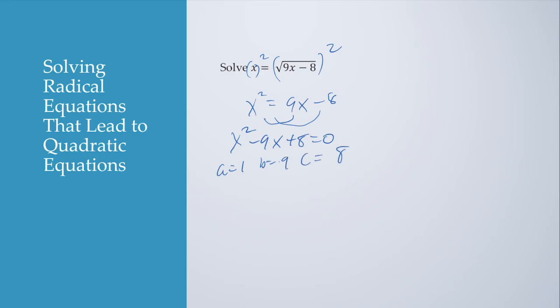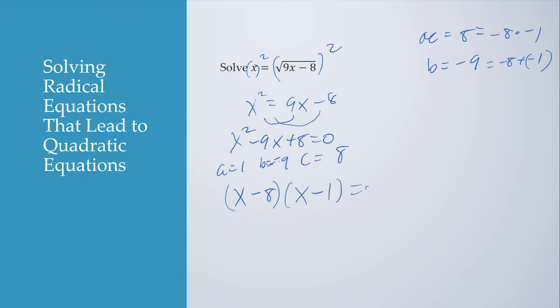So first thing I want to do is see, okay, are there any factors of AC that add up to B, which is negative 9? Well, how about negative 8 times negative 1? Ooh, nice. So I have x minus 8 times x minus 1 is 0. So x minus 8 is 0, meaning x is 8. And x minus 1 is 0, meaning x is 1.